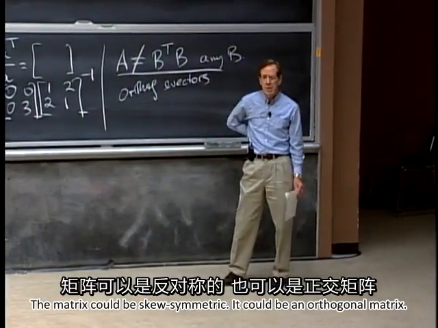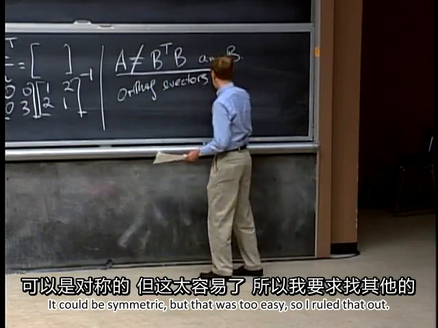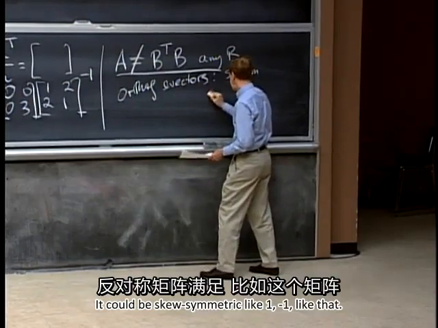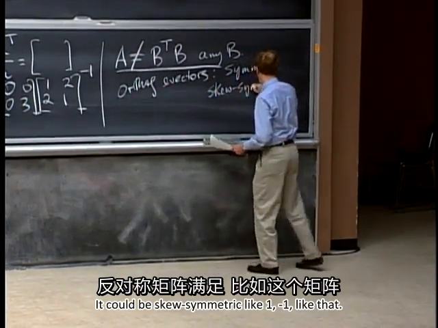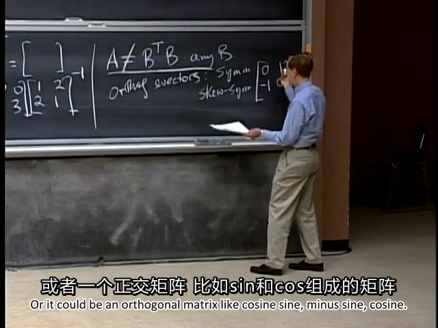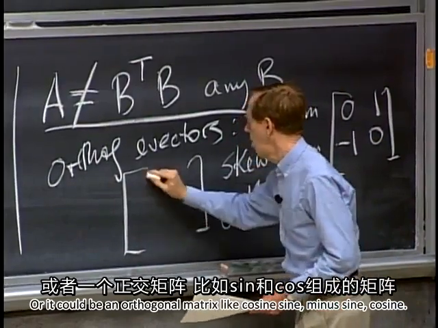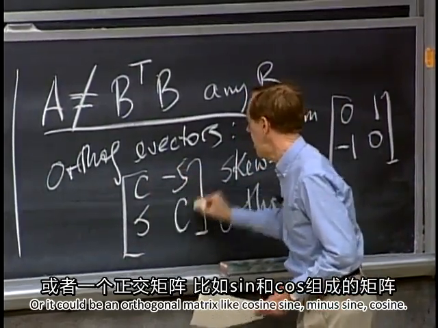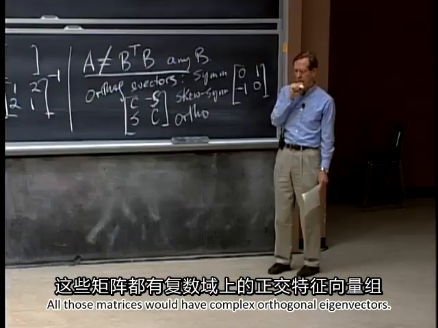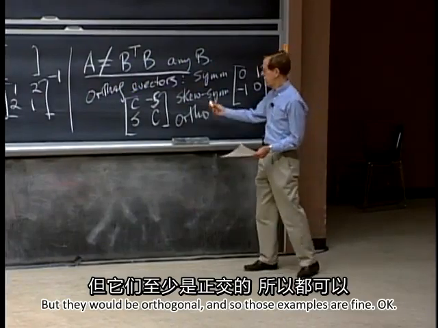The matrix could be skew symmetric. It could be an orthogonal matrix. It could be symmetric, but that was too easy, so I ruled that out. It could be skew symmetric, like 1, minus 1, like that. Or it could be an orthogonal matrix like cosine, sine, minus sine, cosine. All those matrices would have complex orthogonal eigenvectors. But they would be orthogonal, and so those examples are fine.